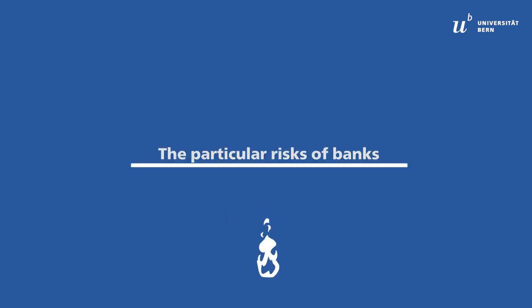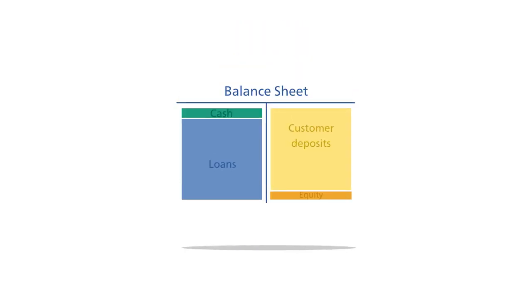The particular risks of banks. As the chart shows, two things are notably small on a bank balance sheet, and this is where the main risks lie. Firstly, the low level of cash, and secondly, the low level of equity capital. The first leads to liquidity risk, the second to solvency risk.